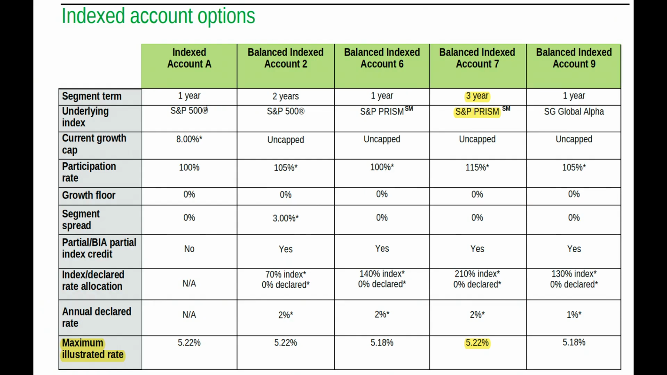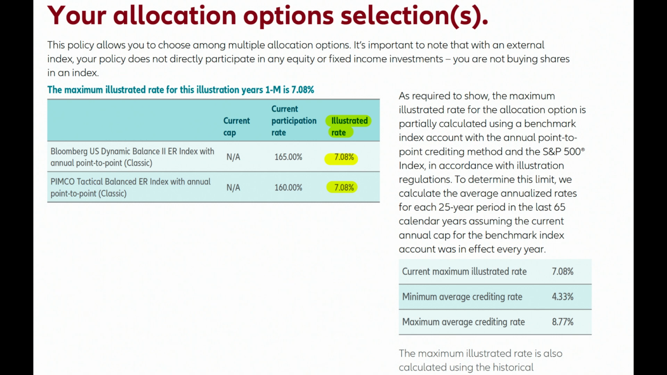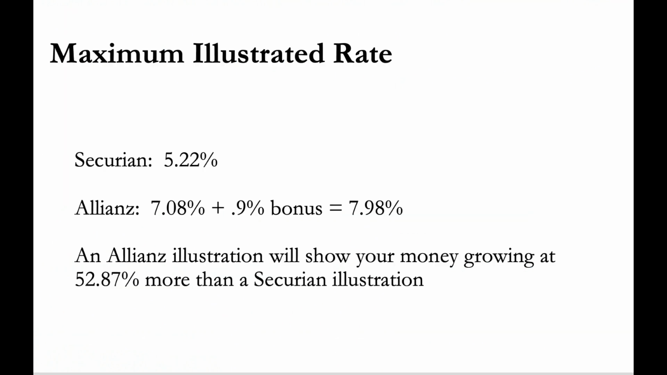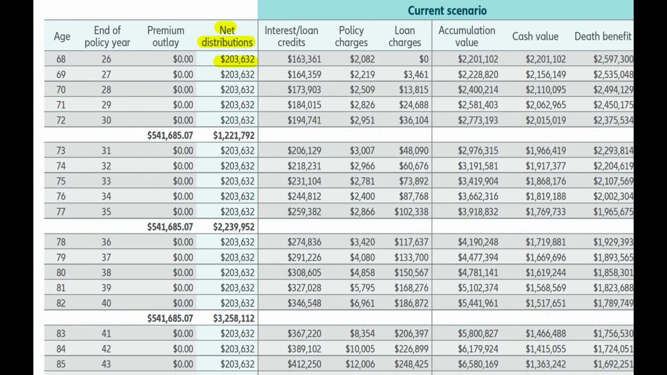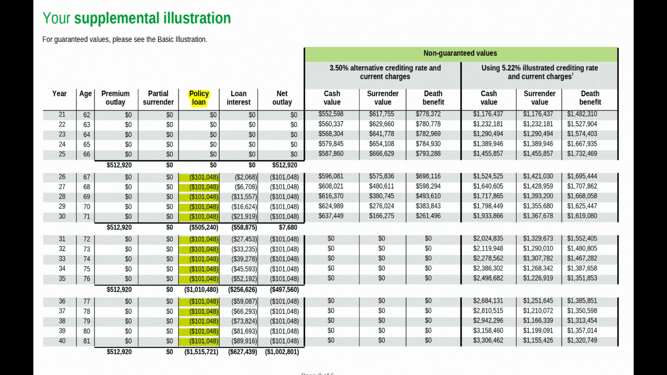As an example, Securian's maximum illustrated rate is only 5.22% versus Allianz at 7.08%. And when you add the 0.9% bonus, Allianz is able to show your money growing at 7.98%, or 52.87% higher than Securian. And an Allianz illustration will also show a much higher income because of that. In this case, the Allianz illustration is showing an income double that of Securian's.